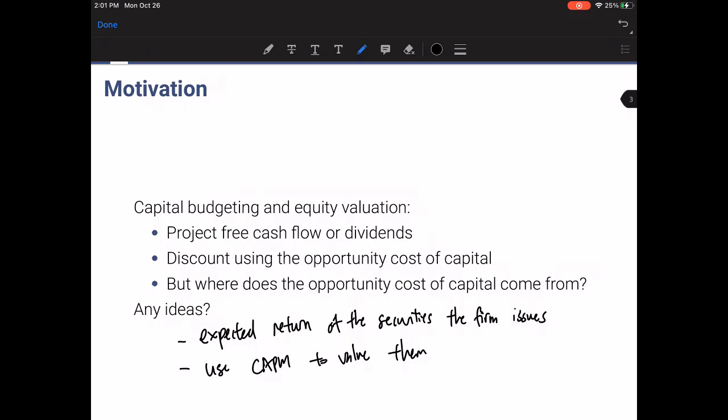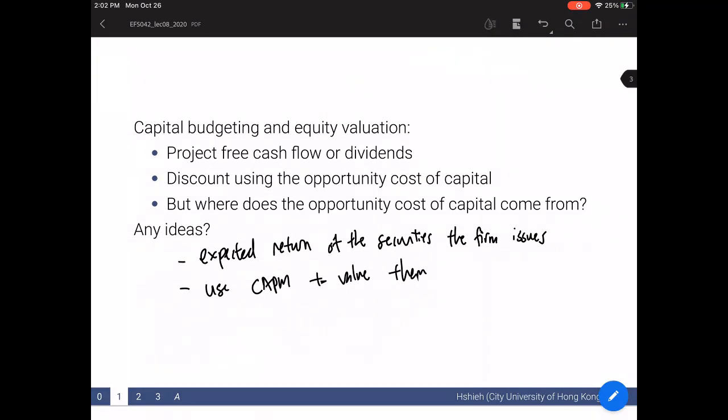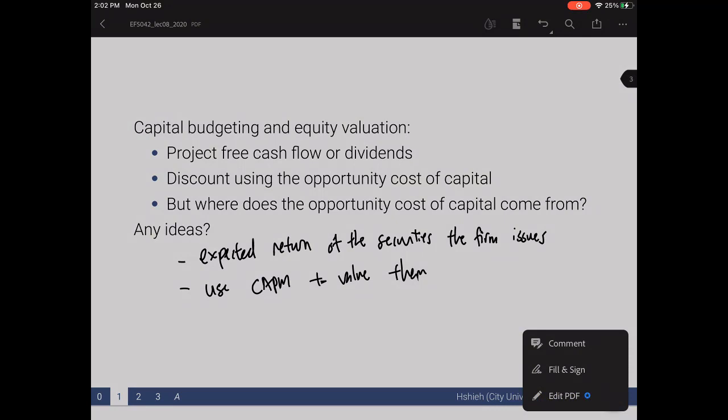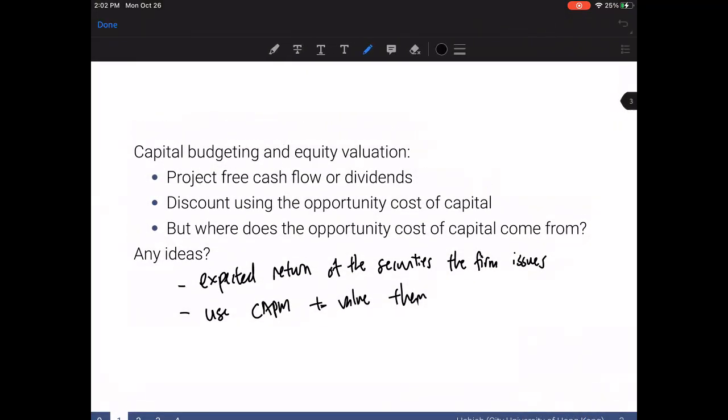Okay, so to summarize, the key idea of today is we want to find a proper opportunity cost or required rate of return to match the riskiness of the cash flow coming out from the firm. So that's the overarching idea.